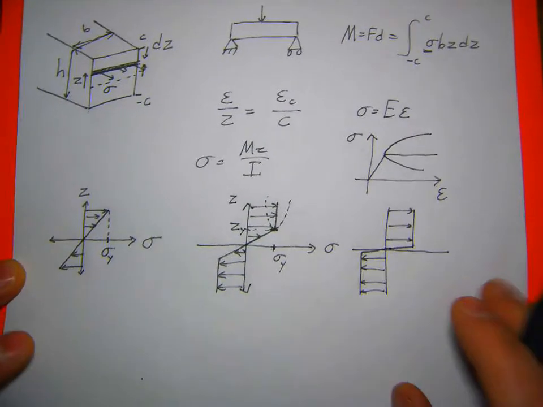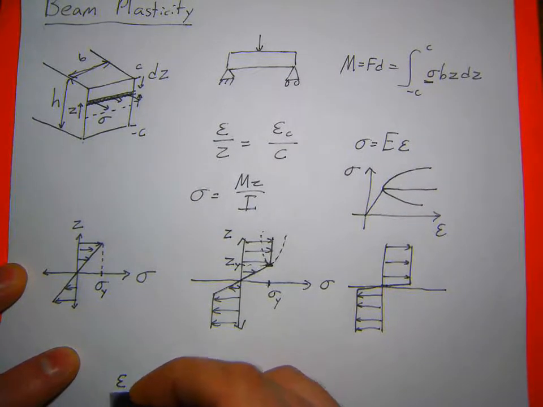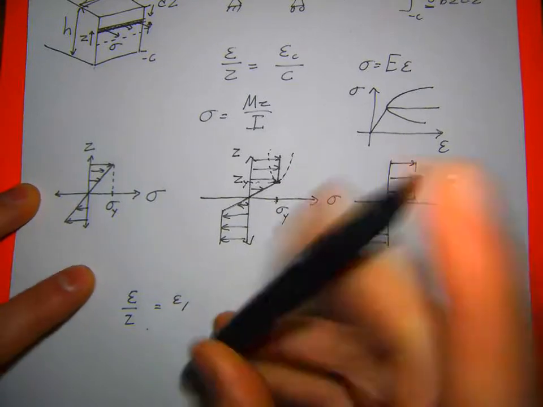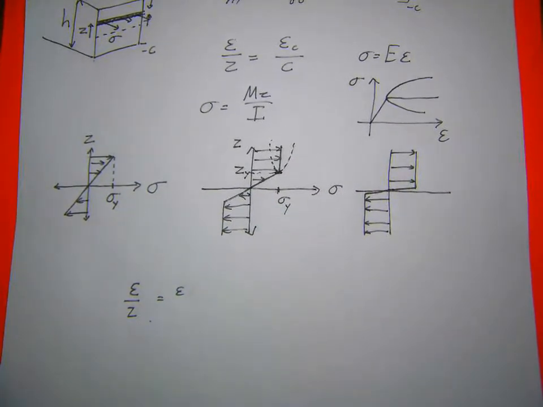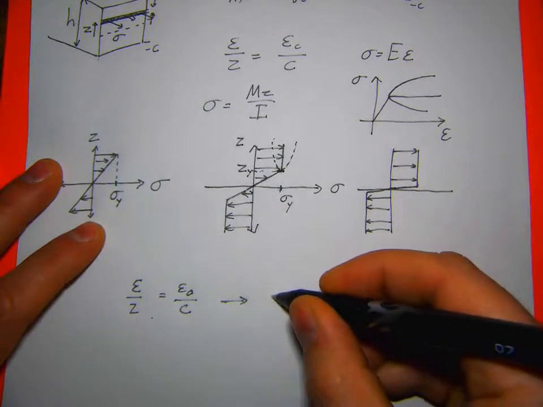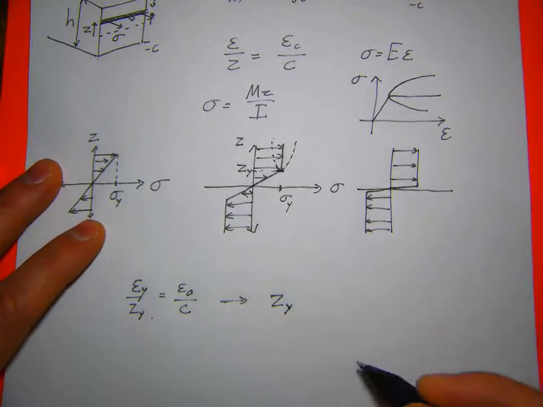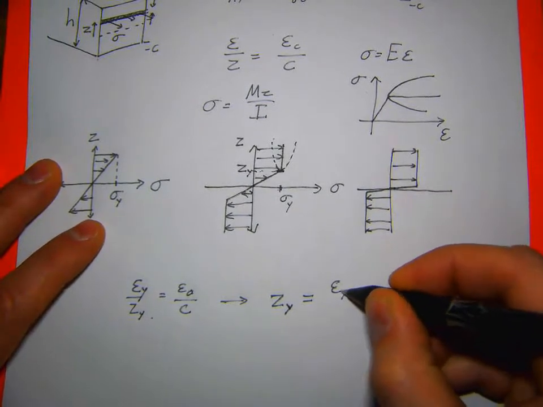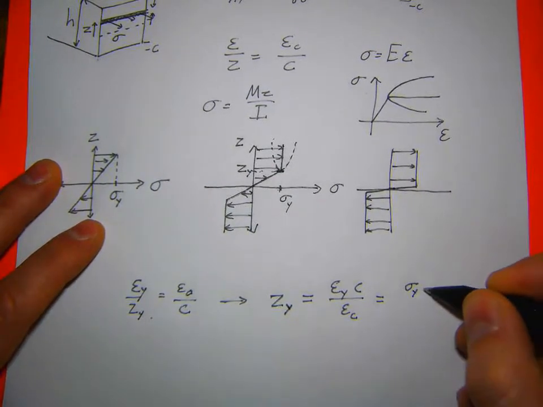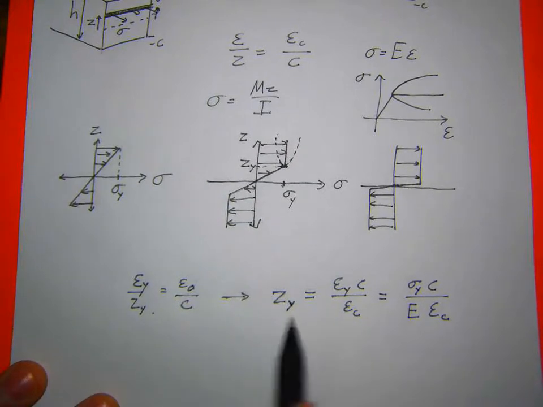I'm going to use that epsilon over Z equals epsilon C over C relationship, and I want to figure out where Z yield is. And I'm going to say that Z yield happens when I have epsilon yield here. So that Z yield is my epsilon yield C over epsilon C, which is also equal to sigma yield C over E epsilon C. So I can figure out now the height, that distance away where my yields, or I can figure out that yield distance, similar to how I found the yield radius for the bar in torsion.